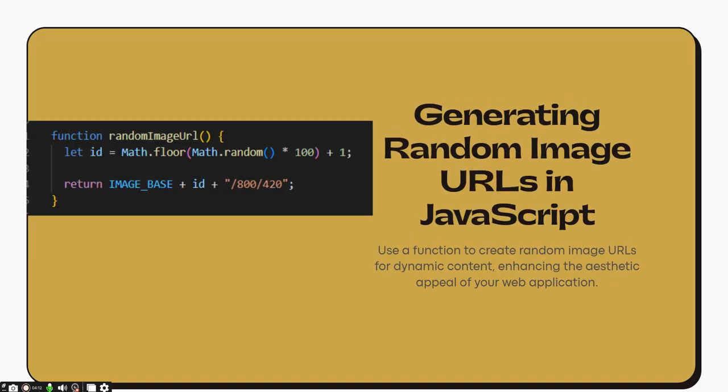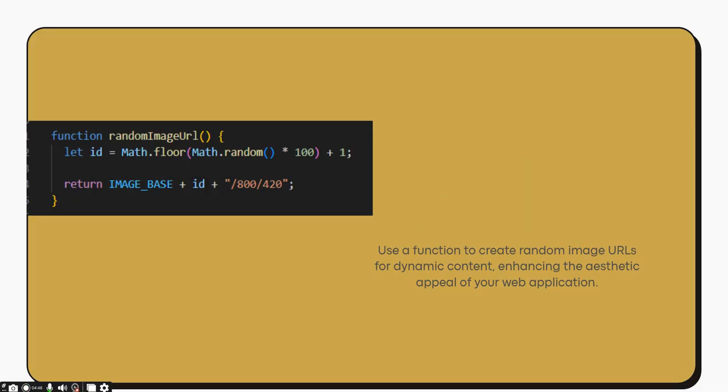Now the random image function here basically generates a random image URL from the Picsum photo service. First, it generates a random number between 1 and 100. This number is used as the image ID. The function then constructs the final image URL that will be loaded into the image element. This ensures that each generated card uses a different background image.